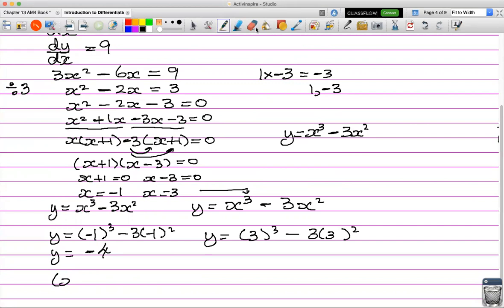We're now going to get, the input number was minus 1. The output number was minus 4. The input number for this one is going to be 3. Now, I haven't worked out the output number. 3 3s are 9, 3 9s are 27, minus 3 3s, 9, 3 9s are 27. So that's going to be equal to 0. So therefore, the input number was 3, and the output number was 0. That's the end of that example.